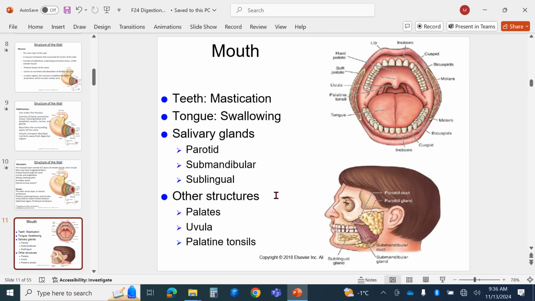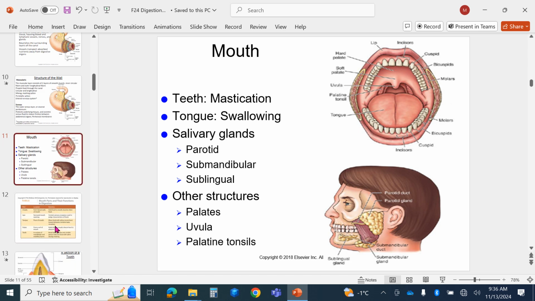Perfect. Mouth: the scientific word there for chewing is mastication. You'll see there the tongue for swallowing. We have the salivary glands: you have the parotid, submandibular, and sublingual underneath the tongue. There's the hard and soft palates, uvula, and palatine tonsil there.